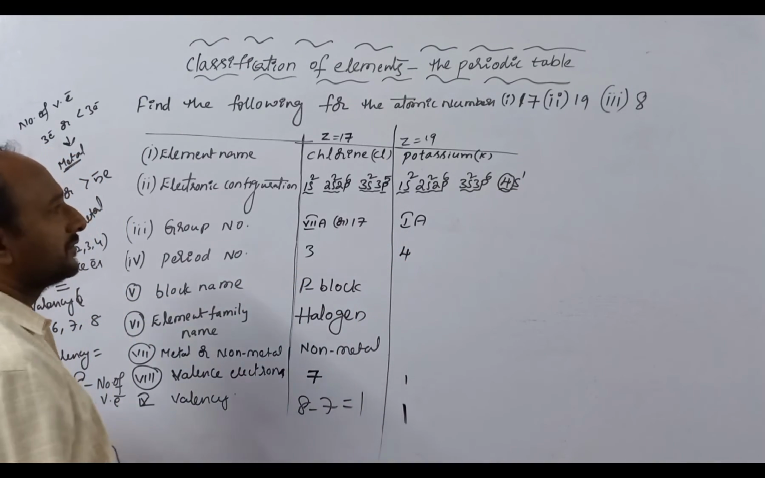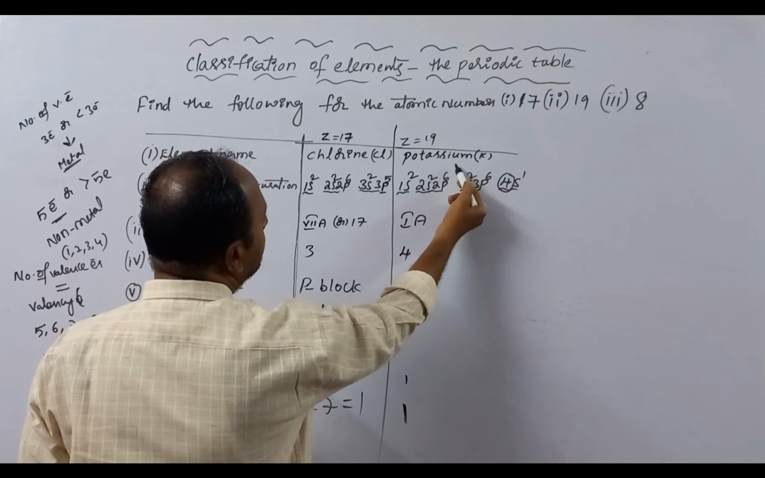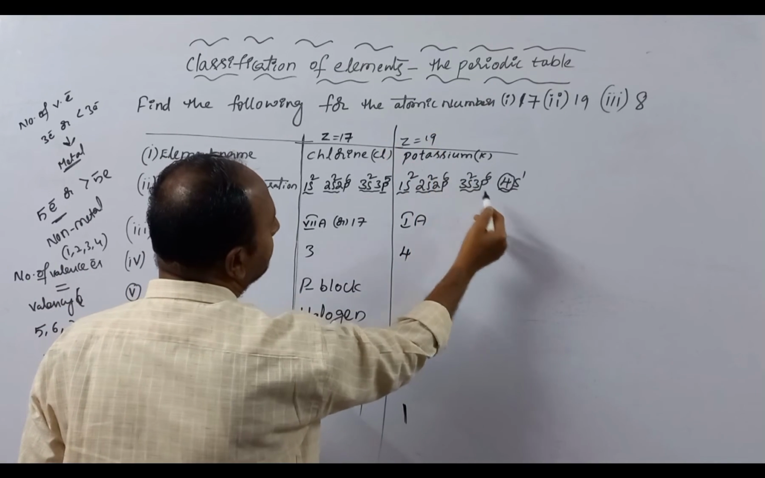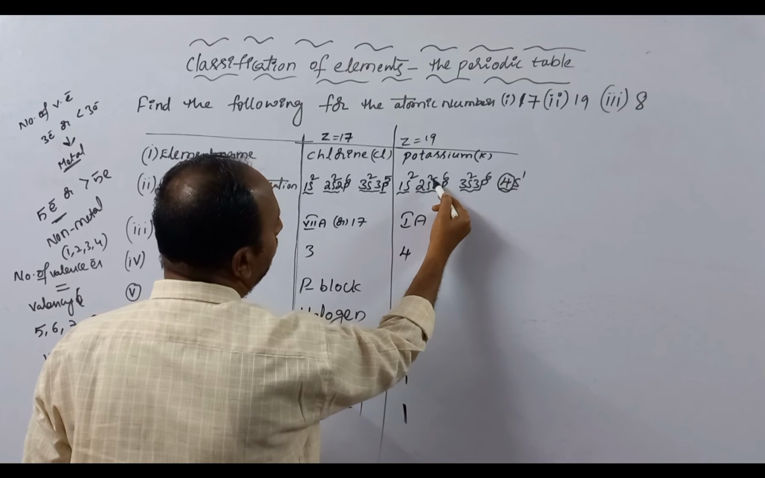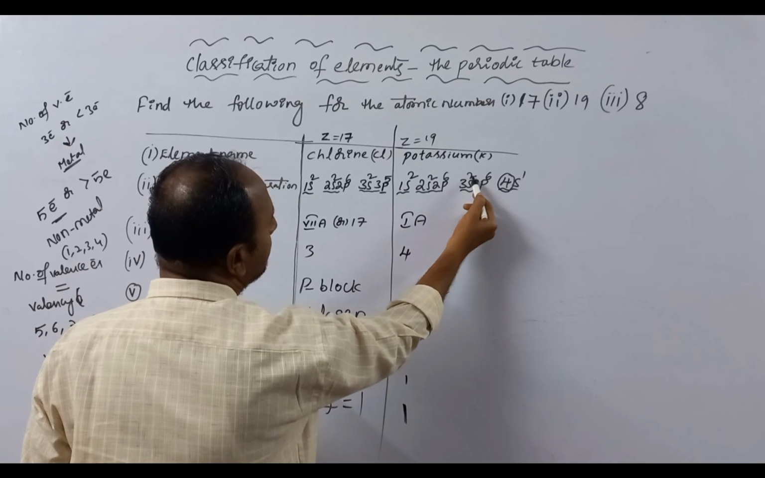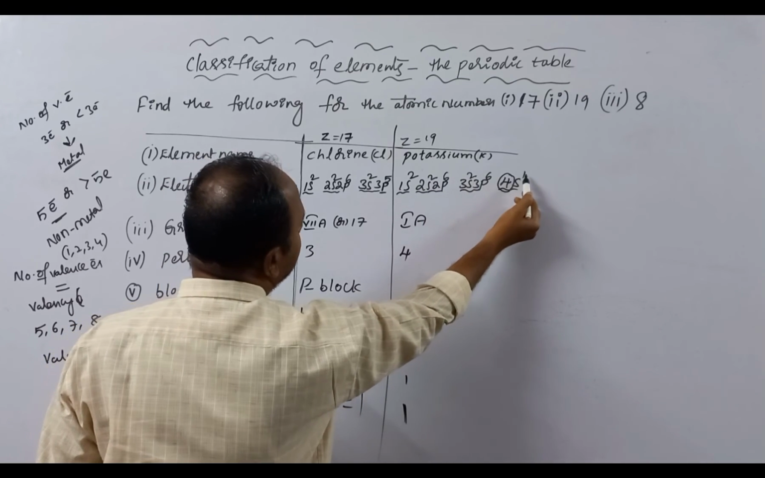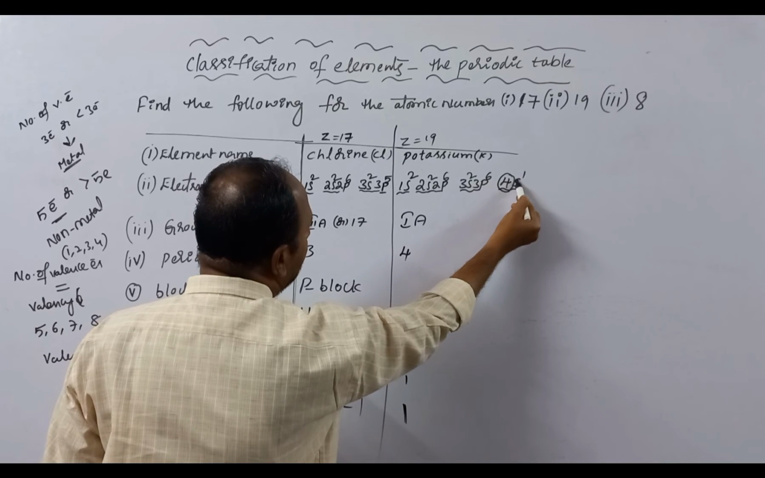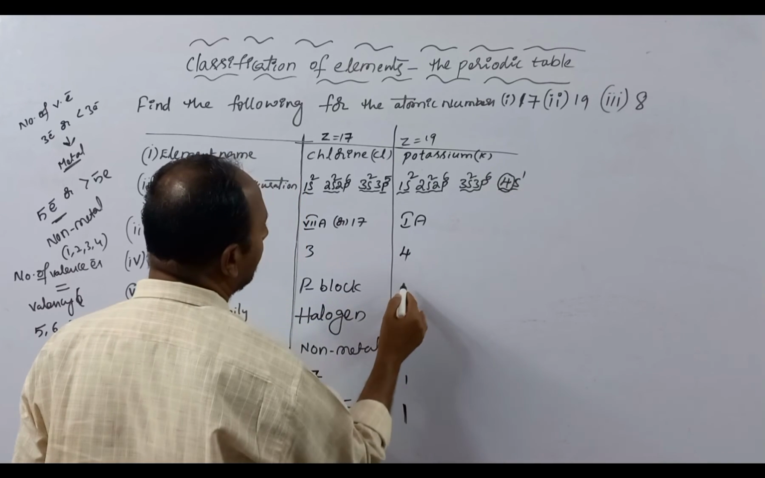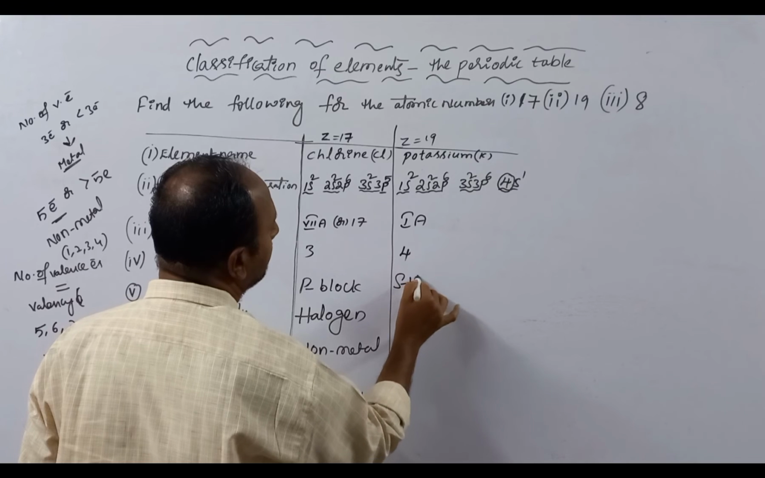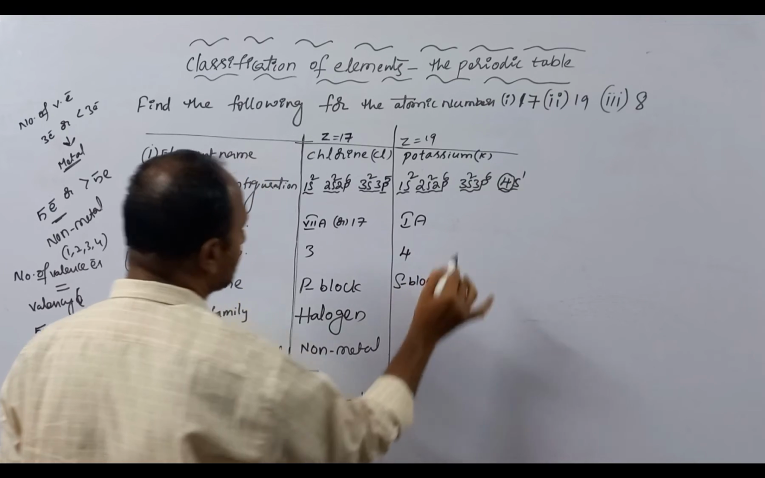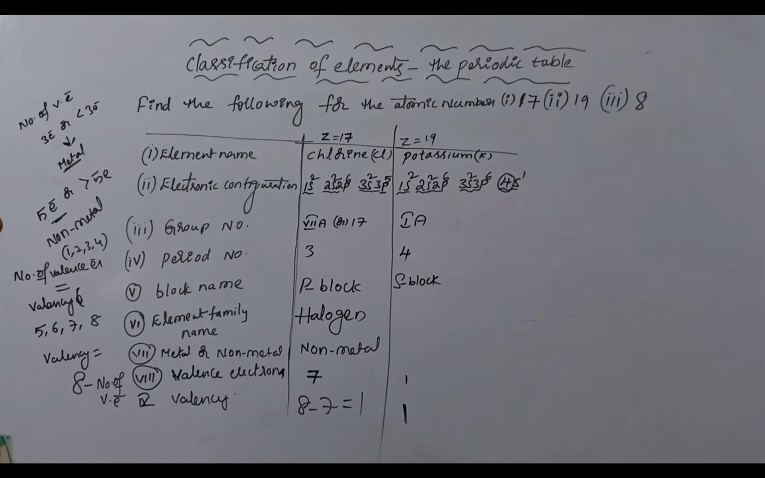Block name. How many electrons are there for potassium? 19. 2, 4, 10, 12, 18. And this is the 19th one. The 19th one goes into s. That is why s block. Potassium belongs to s block.